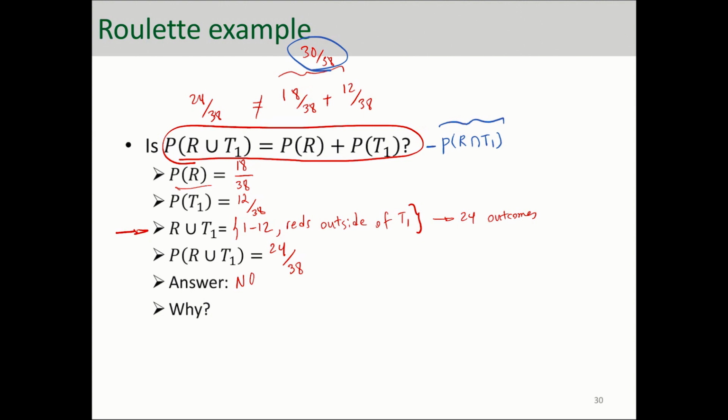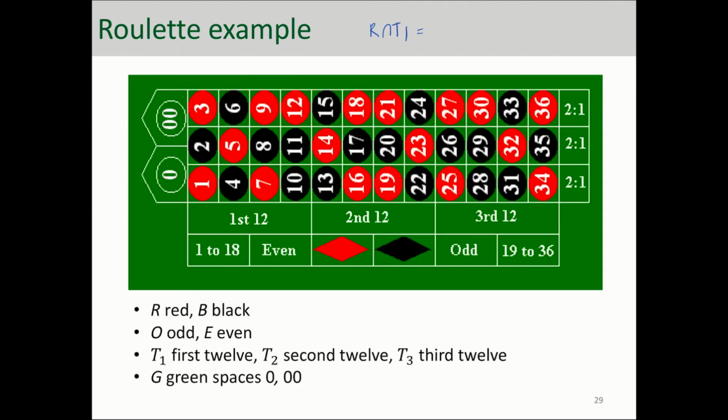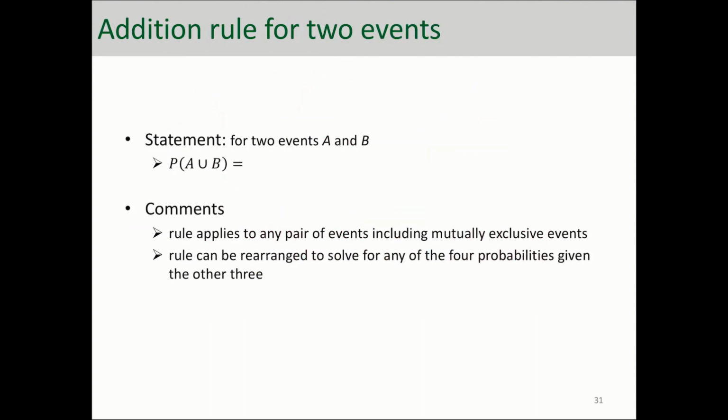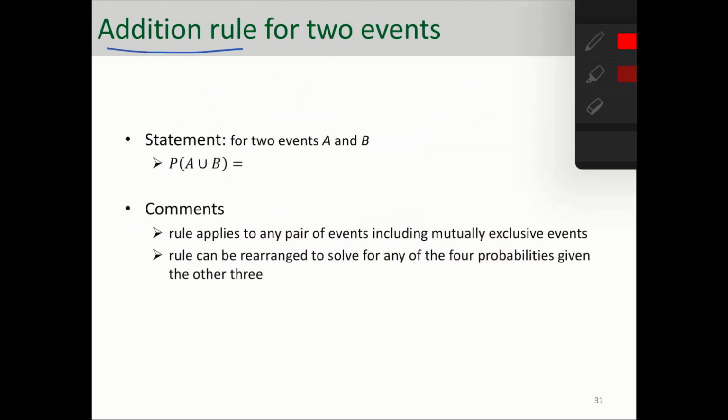And the probability of R intersection T1 is, there are 6 outcomes, so 6 divided by 38. And then this equality will be correct. It would be 24 divided by 38 here, and then 24 divided by 38 here as well. So that's the basis of the first rule that we're going to learn, and that is the addition rule.